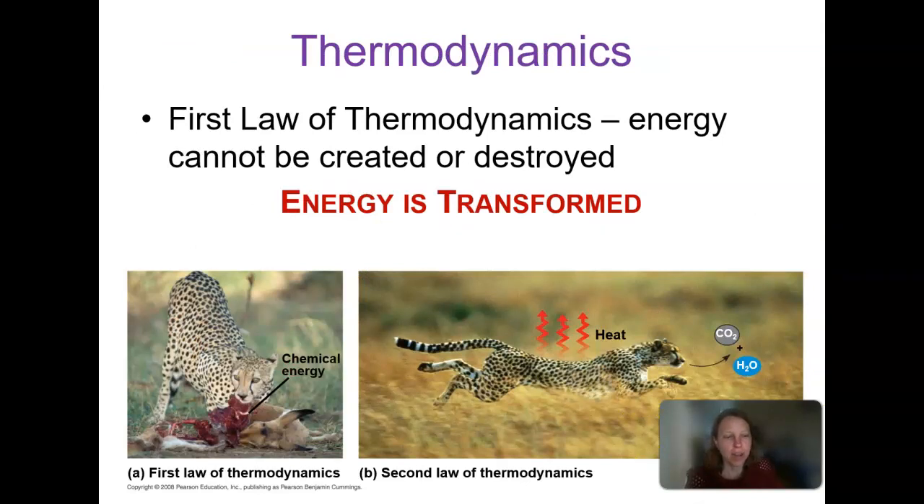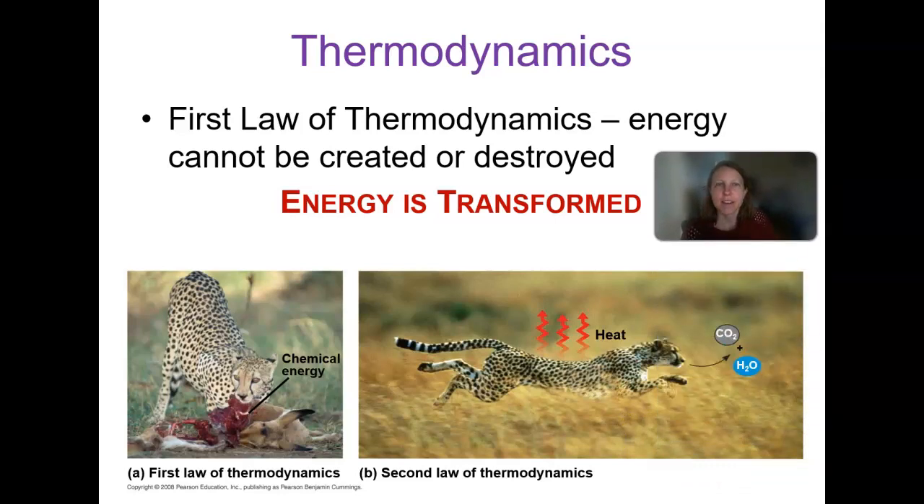All right, more chemistry and physics terms that we get to review really quick. So thermodynamics has two major laws, and we need to follow these because we live in the world. The first law of thermodynamics is that energy cannot be created or destroyed. So energy is transformed or transferred from one situation to another.